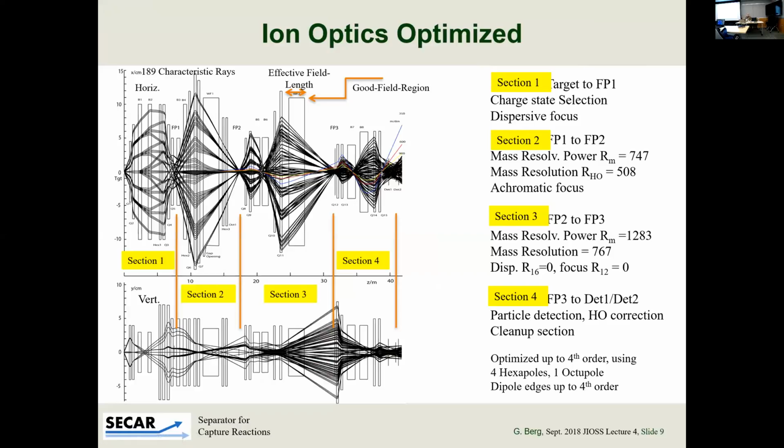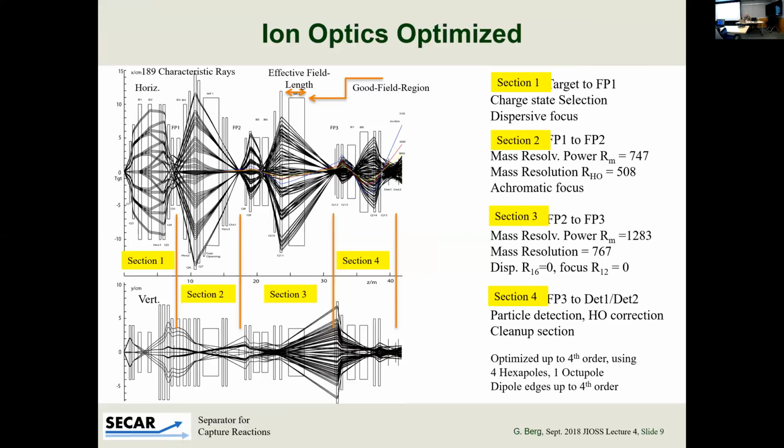Yeah, I have two questions. The first one, in section 2, you have a mass resolution of 500 and it's an achromatic focus. Okay. But you could have found another optics that was, for example, a mass resolution of 1000, but it's not an achromatic focus.